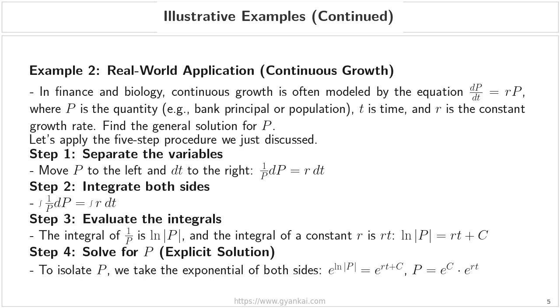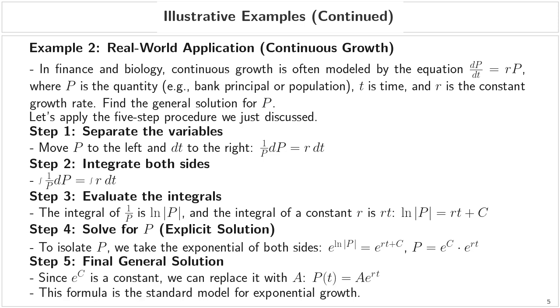This gives us e raised to the power of natural log of the absolute value of P, which equals e raised to the power of rt plus c. Because the exponential and the natural log cancel each other out, we are left with the absolute value of P equals e raised to the power of rt times e raised to the power of c.